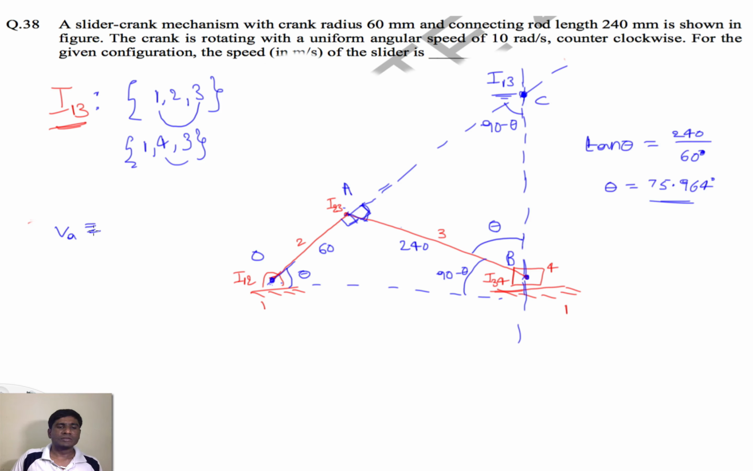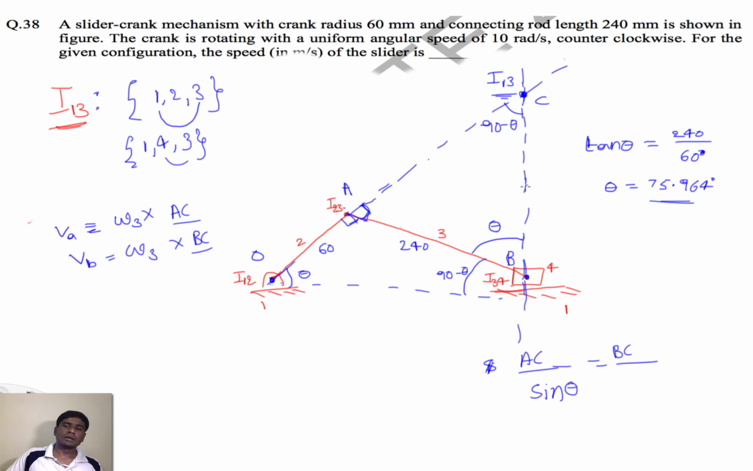So what is the velocity of VA at this instant? Velocity of VA at this instant is omega 3 into distance AC. And what is the velocity of B? Equal to, again, omega 3 into BC. So we need to find out AC and BC. So again we apply the sine rule. In the triangle ABC, AC by sine of the angle opposite to AC, that is sine theta, equal to BC by the angle opposite to side BC, this is 90 degrees, sine 90 degrees.